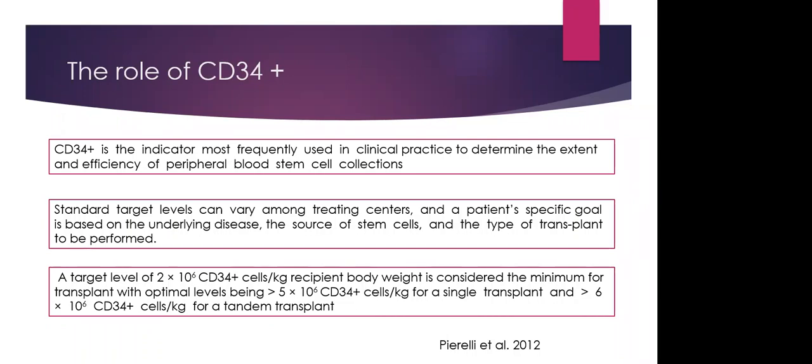A target level of 2 multiplied by 10 to the power of 6 CD34 plus cells per kg recipient body weight is considered the minimum for transplant.